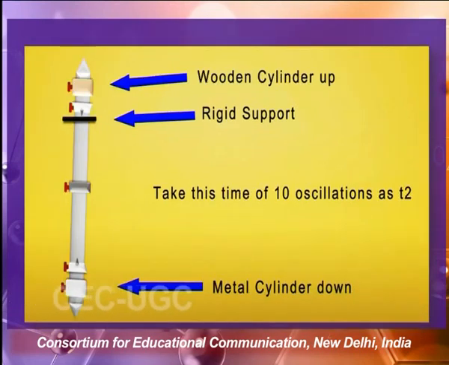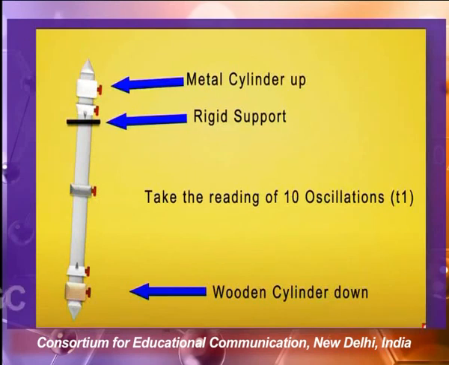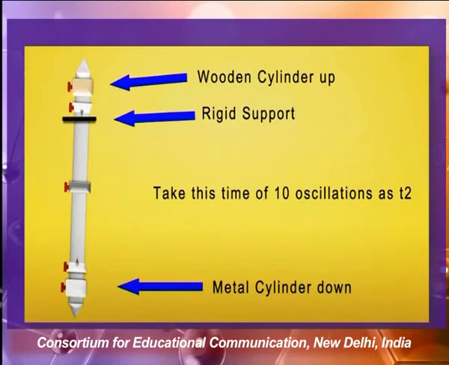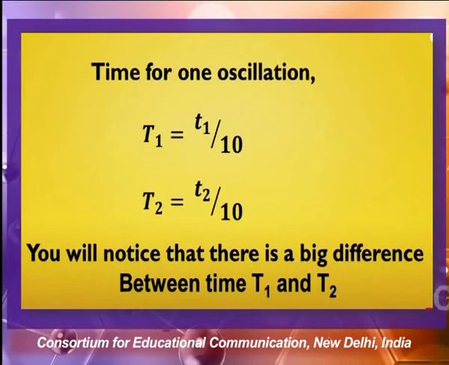So what we have to do is take this reading of 10 oscillations. We are taking T1 and T2. First we take the reading with the metal cylinder up, and after that we have the wooden cylinder up and take the time of 10 oscillations. So now we have small t1 and small t2, and we can calculate capital T1 and T2.